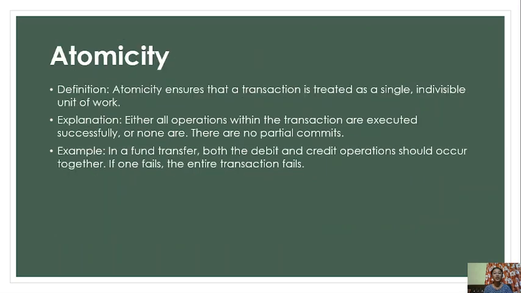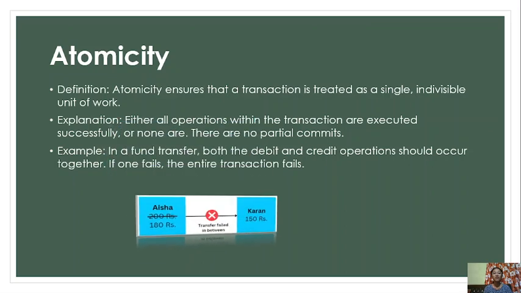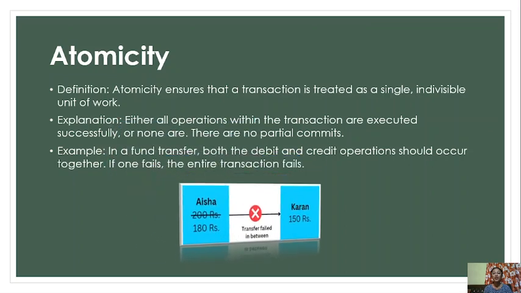At first, A stands for atomicity, which ensures a transaction is treated as a single, indivisible unit of work. Either all operations within the transaction are executed successfully, or none are. There are no partial commits. For example, in a fund transfer, both the debit and credit operations should occur together. If one fails, the entire transaction fails.